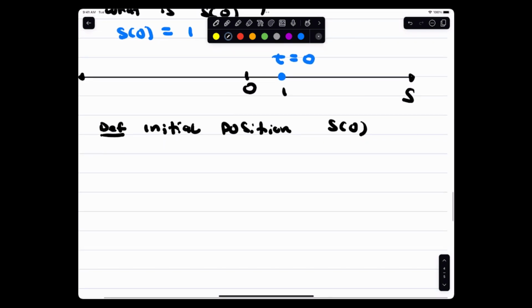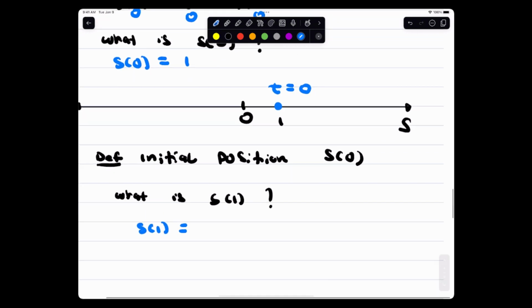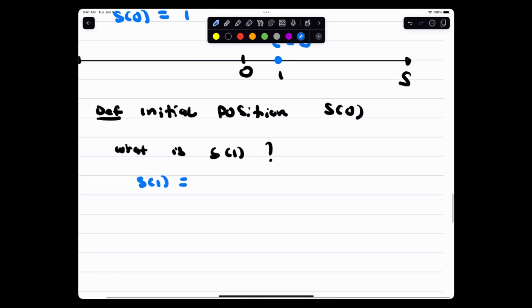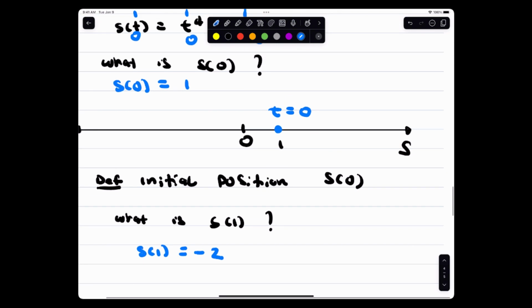And they might even say, what is S of 1, right? Well, just plug in what now? Plug in 1 into the position function, and what do you guys end up with? Don't you get 1 to the fourth minus 4, which is negative 3 plus 1? Isn't that negative 2? Okay, so you might say, well, where is negative 2? And that happens at what time? That happens at 1 second.